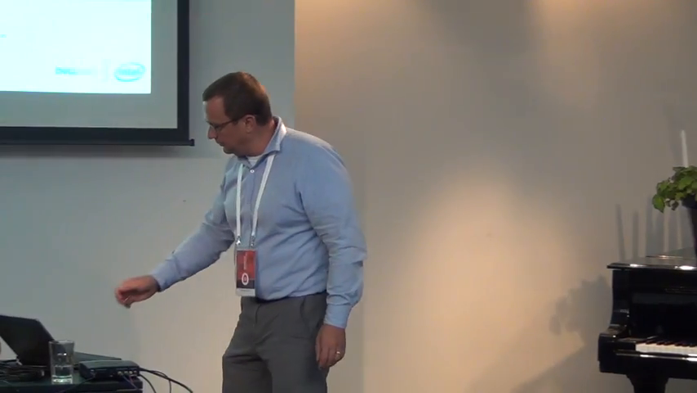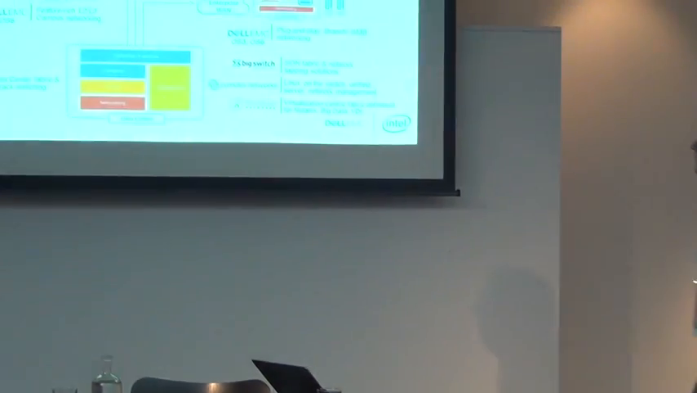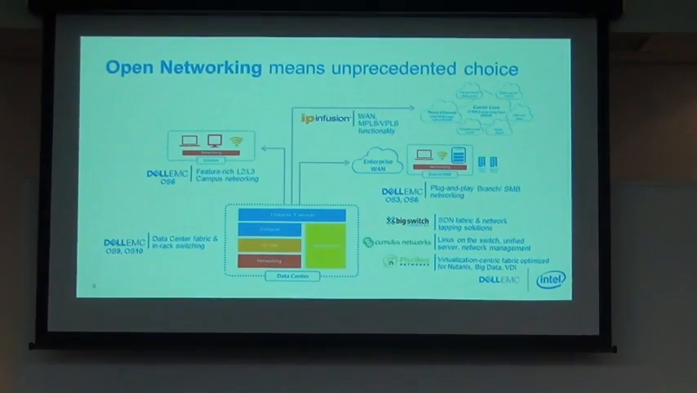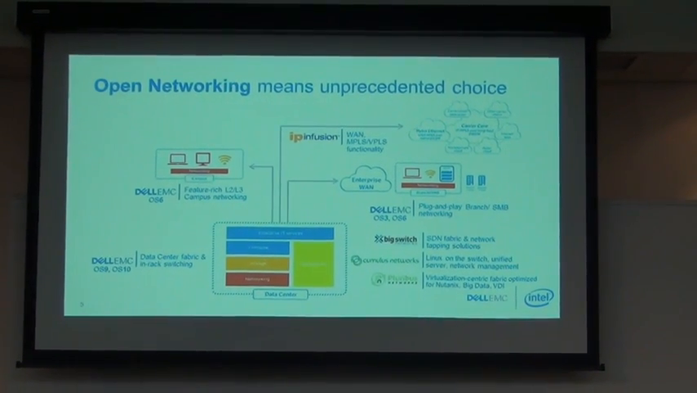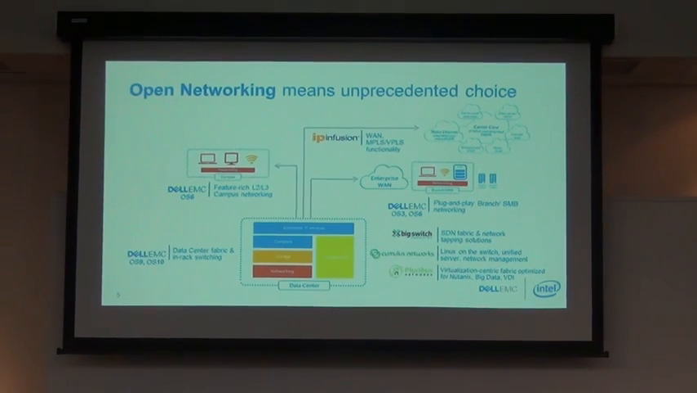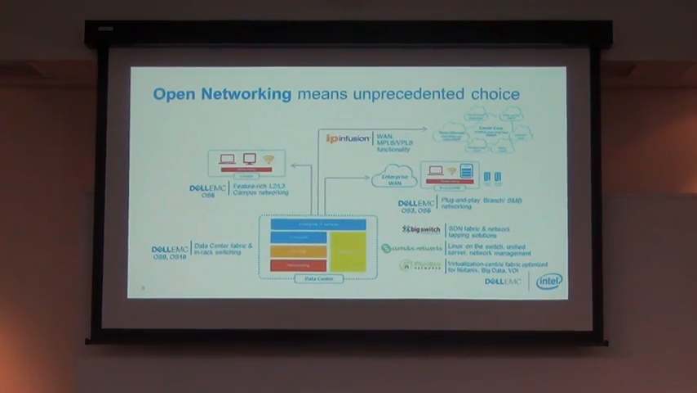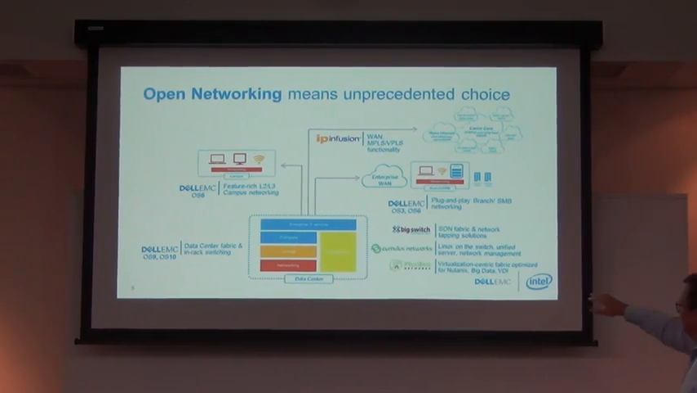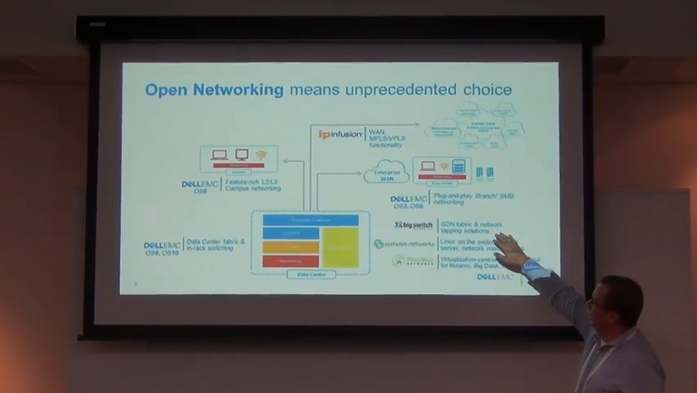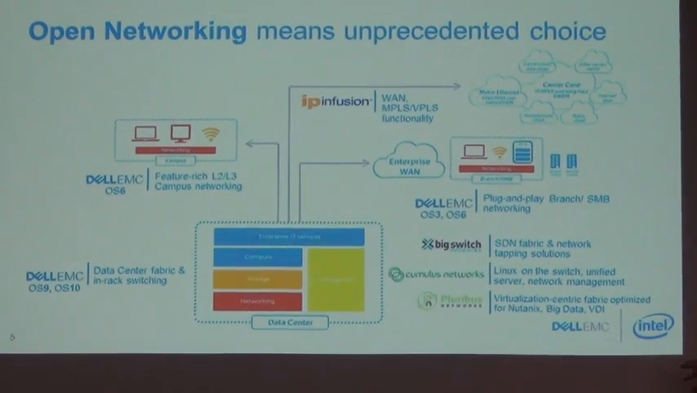So this is what we're building in, as open networking, and for us, delivering that choice obviously is part of the DNA, and this is where we want to see the whole OpenStack community move to. And we've got multiple of these choices going forward. I talked about Cumulus Linux, Cumulus Networks, Linux on the switch. We're supporting Big Switch, providing us SDN fabrics and tapping solutions.